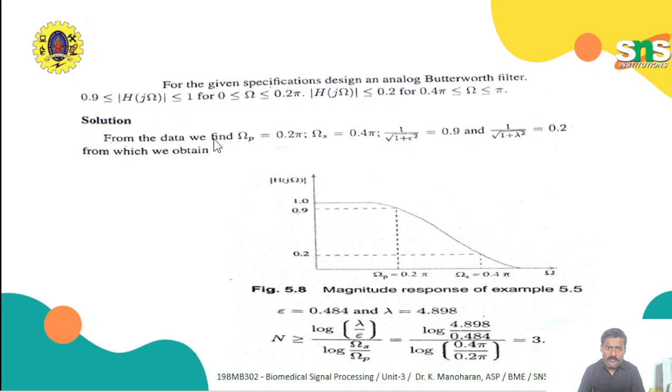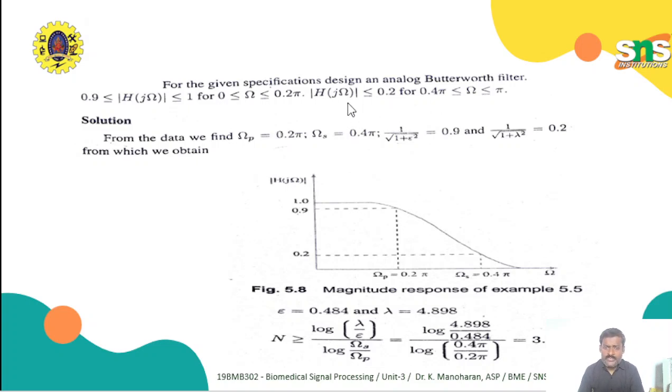That means the attenuation lies between the values 0.9 to 1 for the range of frequency 0 to 0.2π. And the value |H(e^jω)| will be less than or equal to 0.2 for the range of frequencies 0.4π to π. That is, in the range of frequency above this 0.45, the attenuation must be less than 0.2. So this is the given specification.